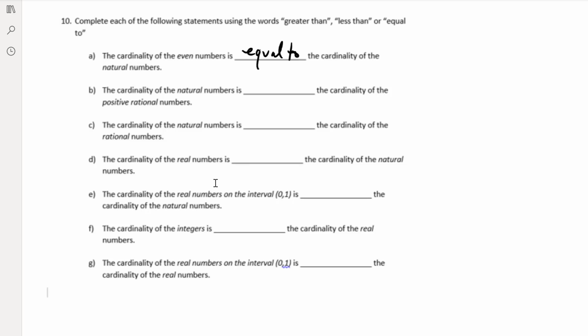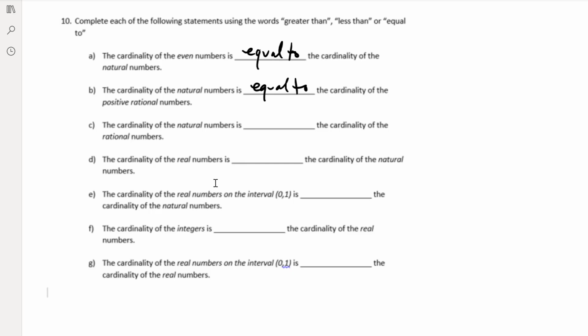B says the cardinality of the natural numbers is blank compared with the cardinality of the positive rationals. Actually, we did that one also already in this video. We saw a one-to-one correspondence between the natural numbers and the positive rationals. Because there's a one-to-one correspondence between the two sets, these have the same cardinality as well. So this is equal to.